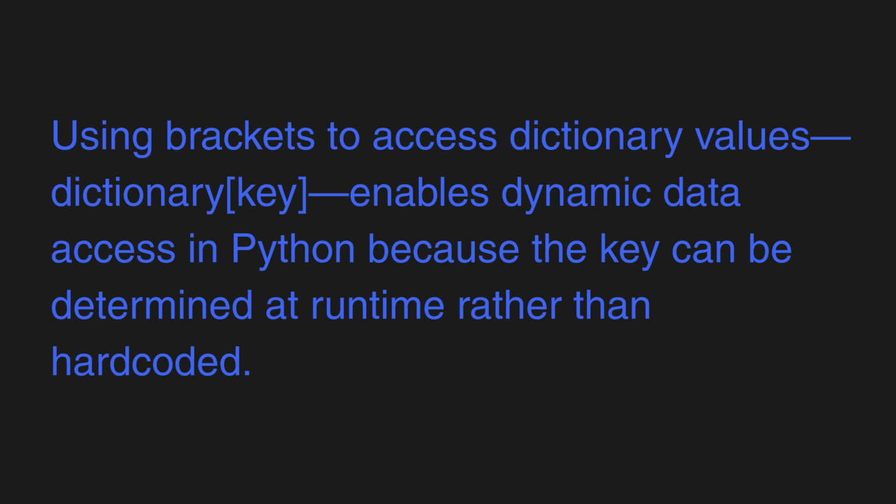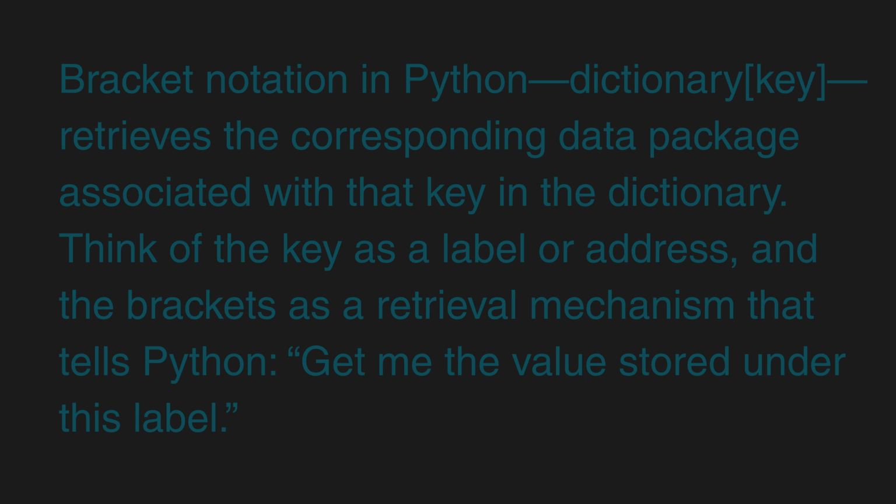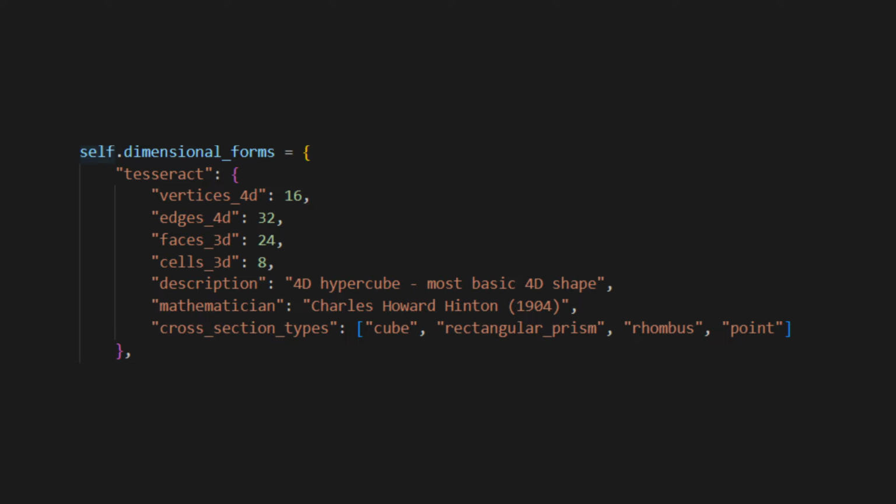This is dynamic data access. We do not know ahead of time whether we'll be looking up tesseract data, hypersphere data, or Klein bottle data. The form_type variable contains whichever form happened to have been randomly selected by the system, and the bracket notation retrieves that corresponding data package. This all means we get this entire complete package, and our bracket notation adapts automatically.